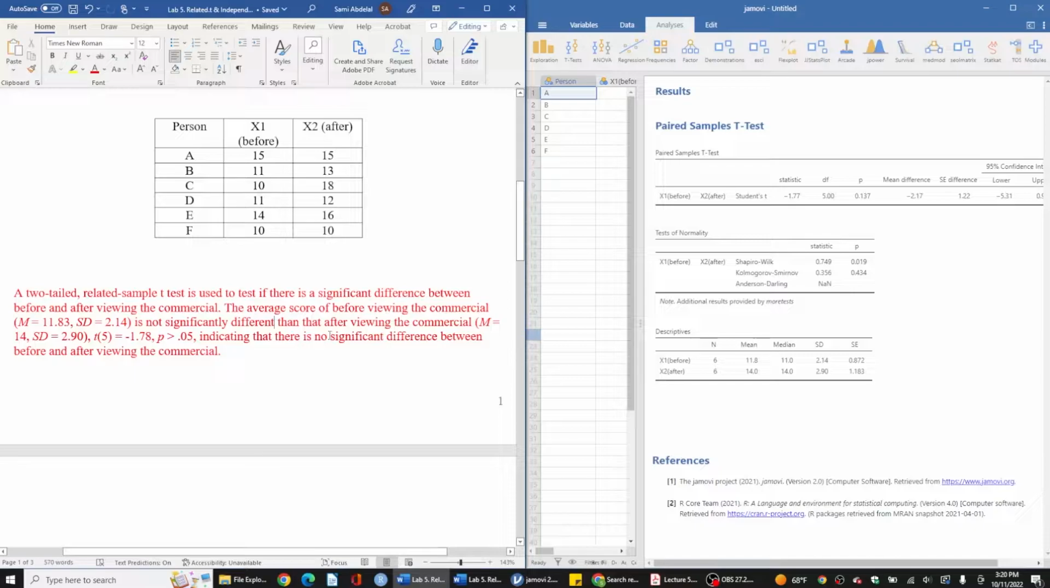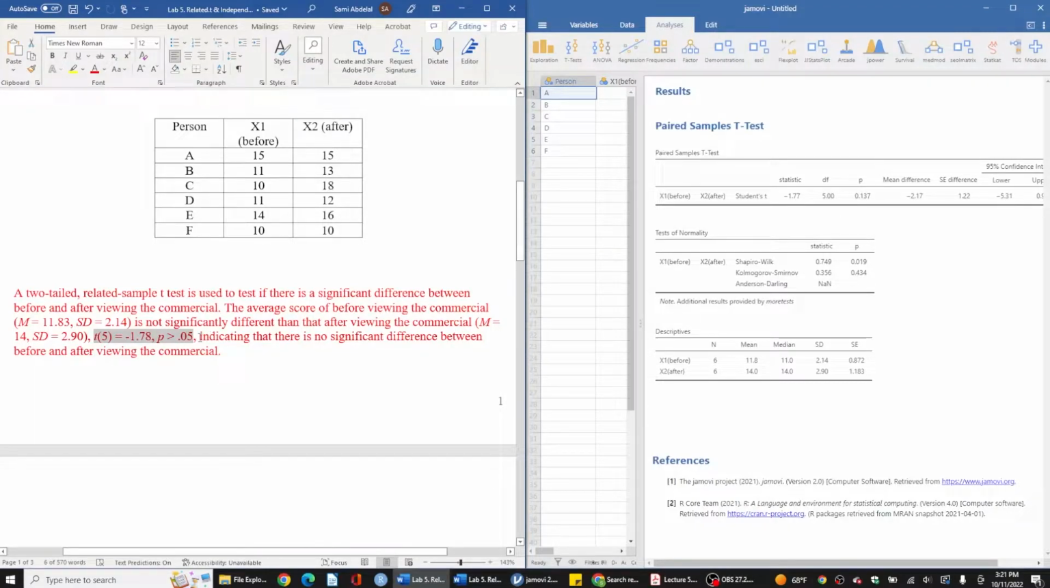And same thing here, the mean is 14, standard deviation is 2.9, and now we're going to write the equation that we can get from up here. So t with 5 degrees of freedom equals negative 0.178. And we got that from this statistic right here. Don't worry if you did negative 1.77, that's also fine. And then p is greater than 0.05. We can obviously see that from our p-value right here. So super easy.